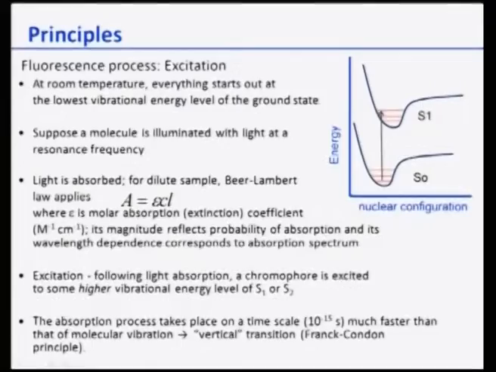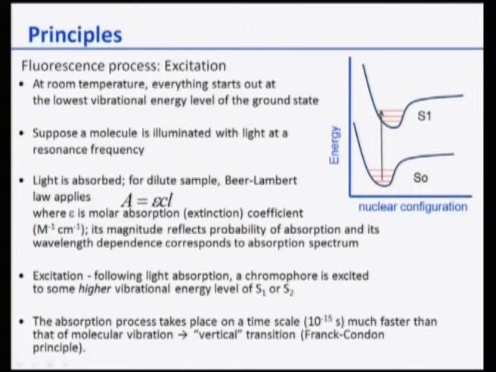Light will be absorbed, and we can apply Beer-Lambert's law, as we have seen, A equal to epsilon B C, or sorry, epsilon C L, where epsilon is the molar absorption coefficient, B is the optical distance, and L is the excitation. So, its magnitude reflects the probability of absorption, and the wavelength dependence corresponds to the absorption spectrum. That is how we can explain the absorption.